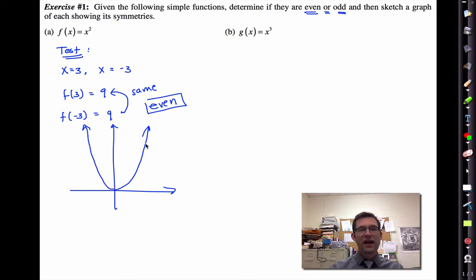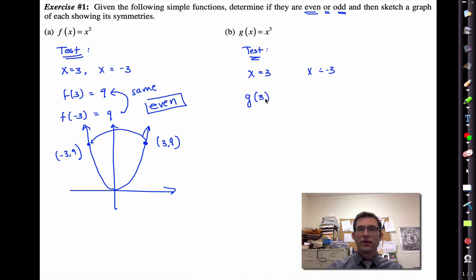All right, and it's got that symmetry across the y-axis. 3, 9 is symmetric with negative 3, 9. Now likewise, we can do g of x equals x cubed. Again, it's a good idea to test. Say that we take x equals 3 and x equals negative 3 again.